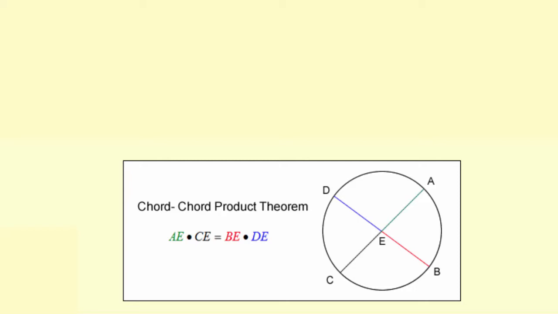So the big picture for this lesson is segments and circles. So we're talking about chords, secants, tangents. First of all, there's the chord-chord product theorem. Two chords intersect, and the products of each segment are equal to each other. So AE times CE in this case equals BE times DE.